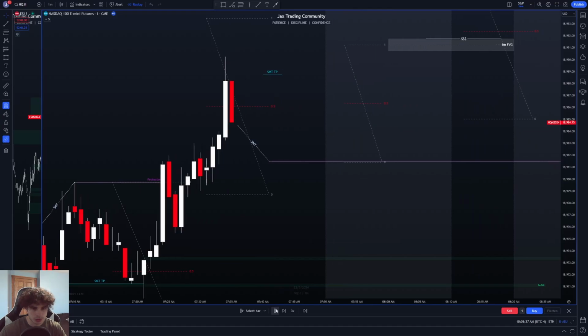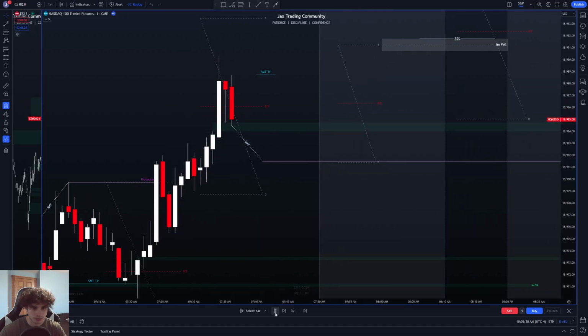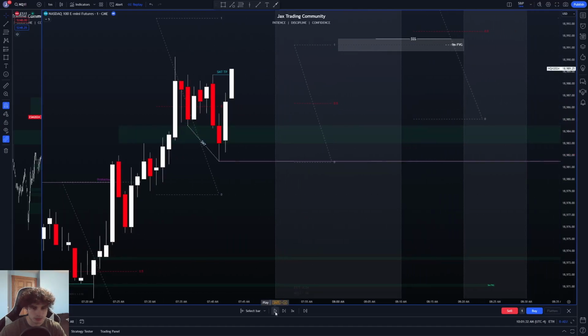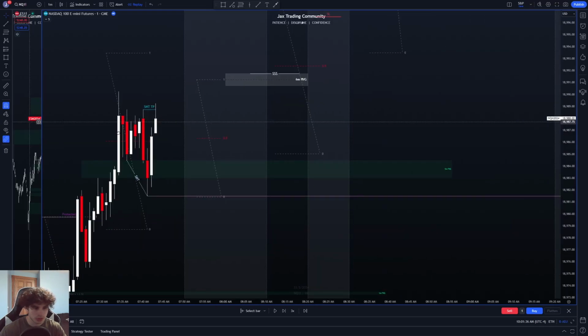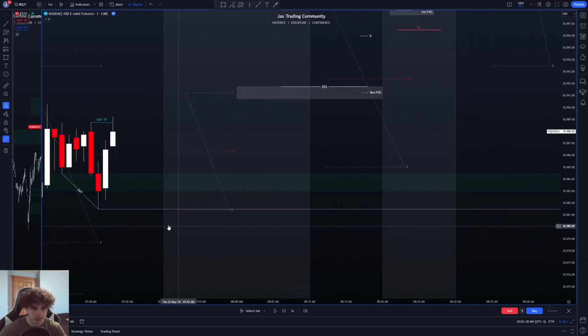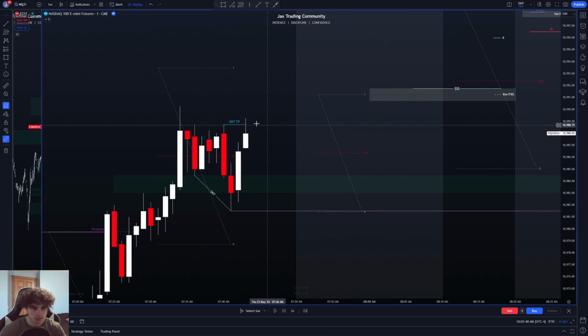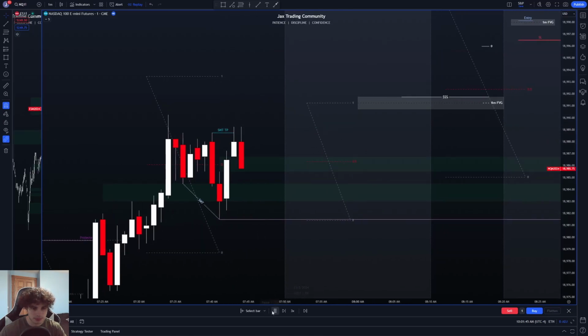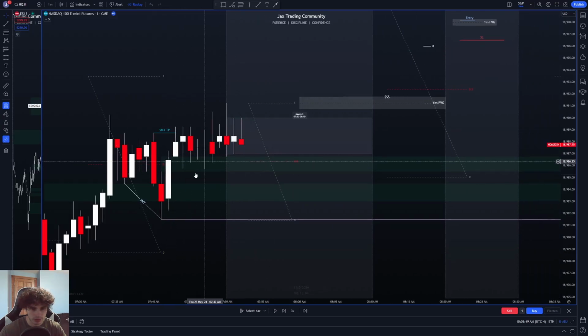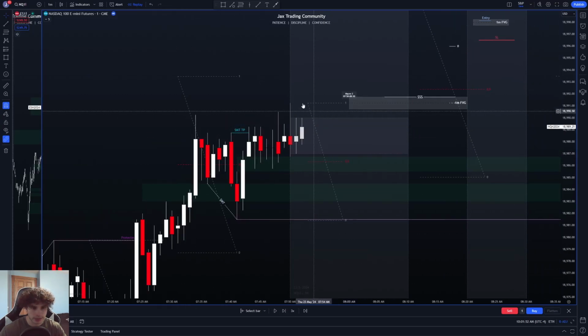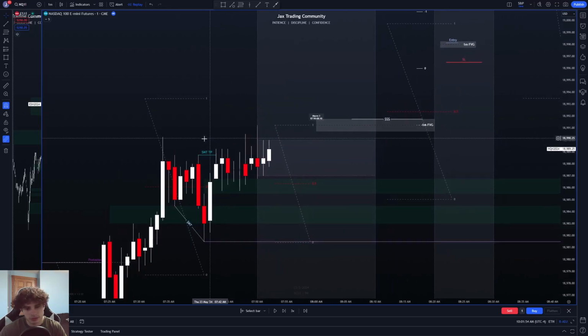Waiting for a little bit more structure here. So we create an SMT right here. We're also in a 5 minute fair value gap. This is a protected low. Here's SMT TP. The SMT TP gets hit. We're kind of consolidating at this 1 minute right here. But we are entering a macro. So now we're entering macro.